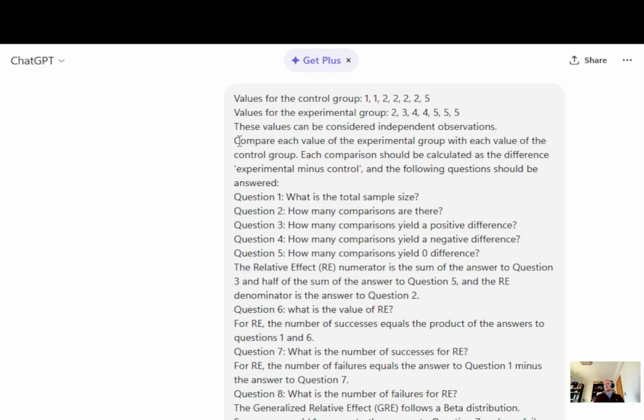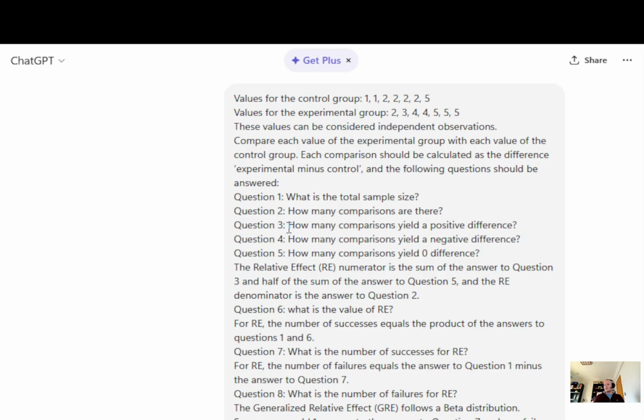So, having given this prompt, we give a few questions. Question 1 being, what is the total sample size? So, if ChatGPT reads this information correctly, it should later tell us that the sample size is 14. Then, question 2, how many comparisons are there? So if ChatGPT does the right thing, it should tell us 49.